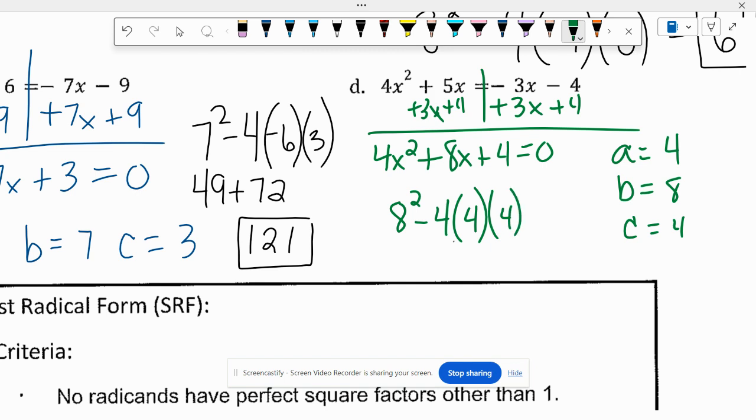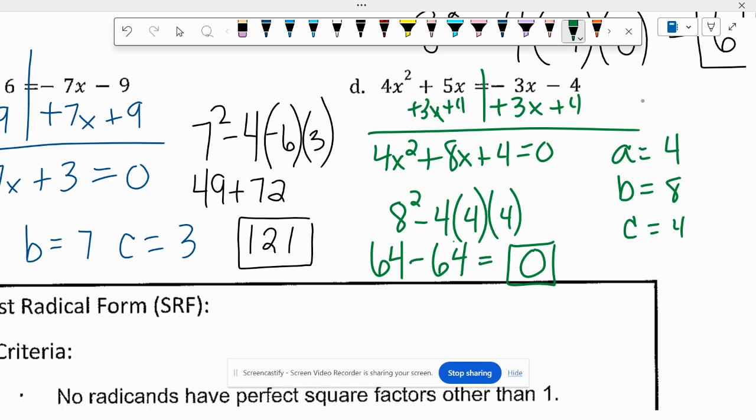So 8 squared, well, that's 64. And 4 times 4 times 4, well, that's 4 cubed, which is also 64. So what is 64 minus 64? 0. Not no solution. It just has a value of 0.